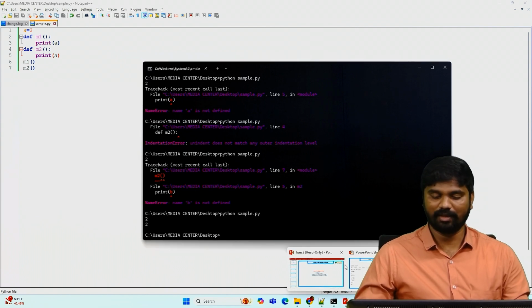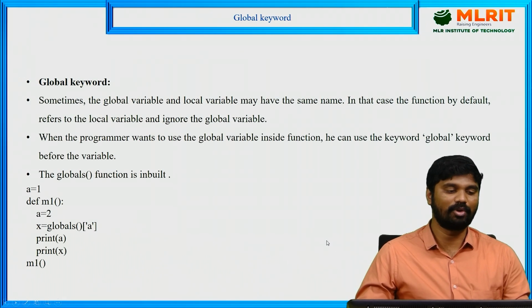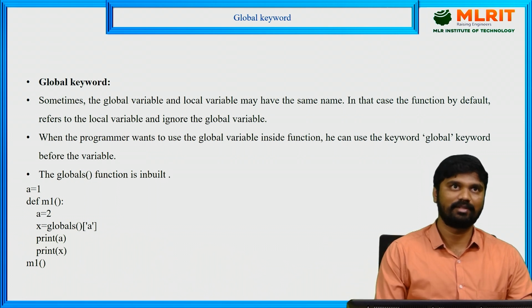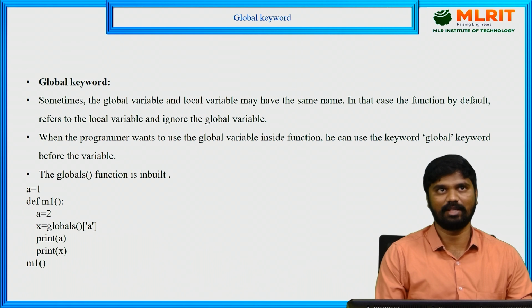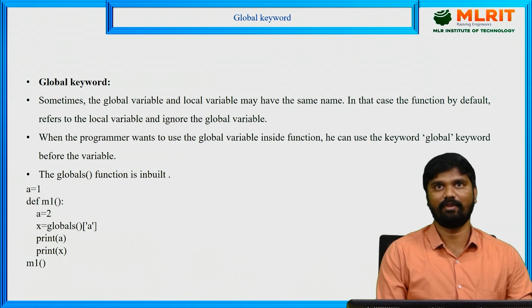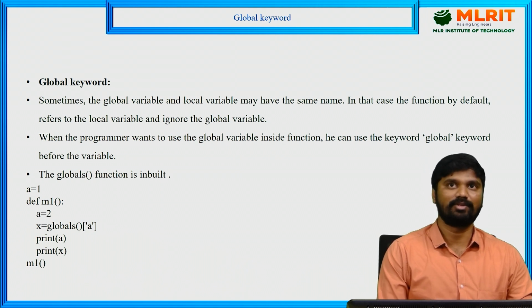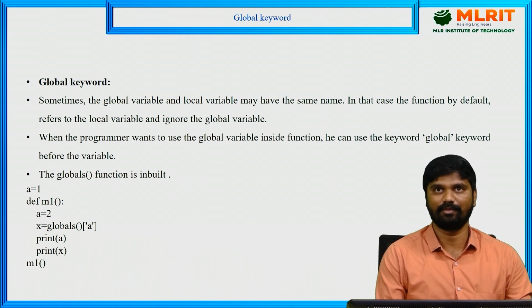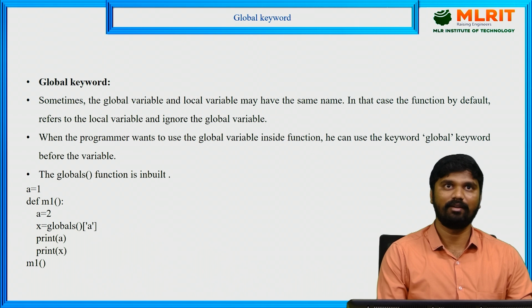Next we have one more thing, that is the global keyword. So what is the purpose of the keyword? Sometimes the global variable and local variable may have the same name. So a local variable and a global variable may have the same name. In that case, by default the function will refer to the local variable and ignore the global variable, right?